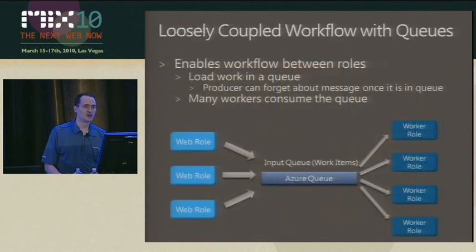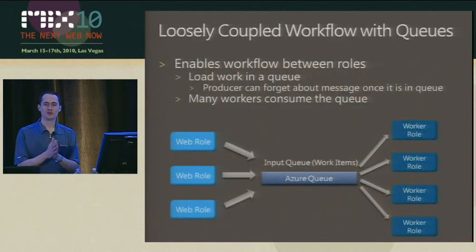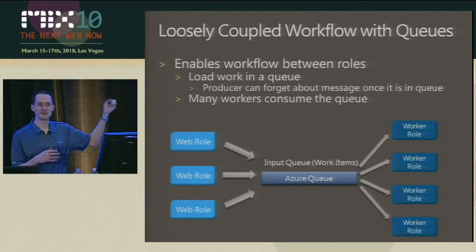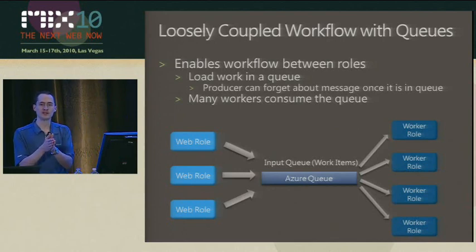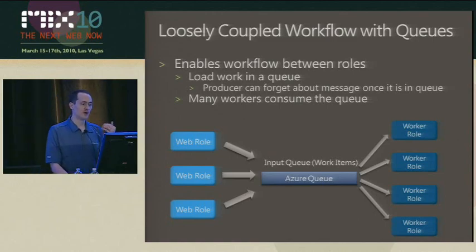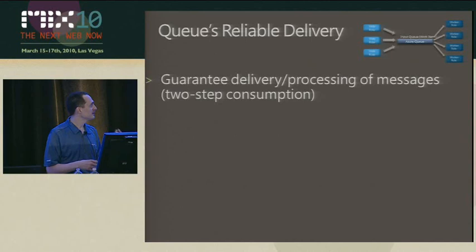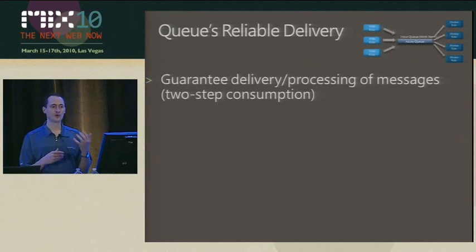Okay? So at a high level, what does a queue provide you for your web applications? Well, it enables you to do this workflow, loosely coupled workflow between your roles. So when you use a queue, the web roles in this example might be taking some work items in. It can enqueue those work items into a queue, and as soon as the items are stored in the queue, it can basically forget about it. It knows that once it puts the item in the queue, it's going to be stored there reliably for a worker to come and consume it. Now, what the queues provide is this concept of guaranteed delivery and processing of messages for your application.